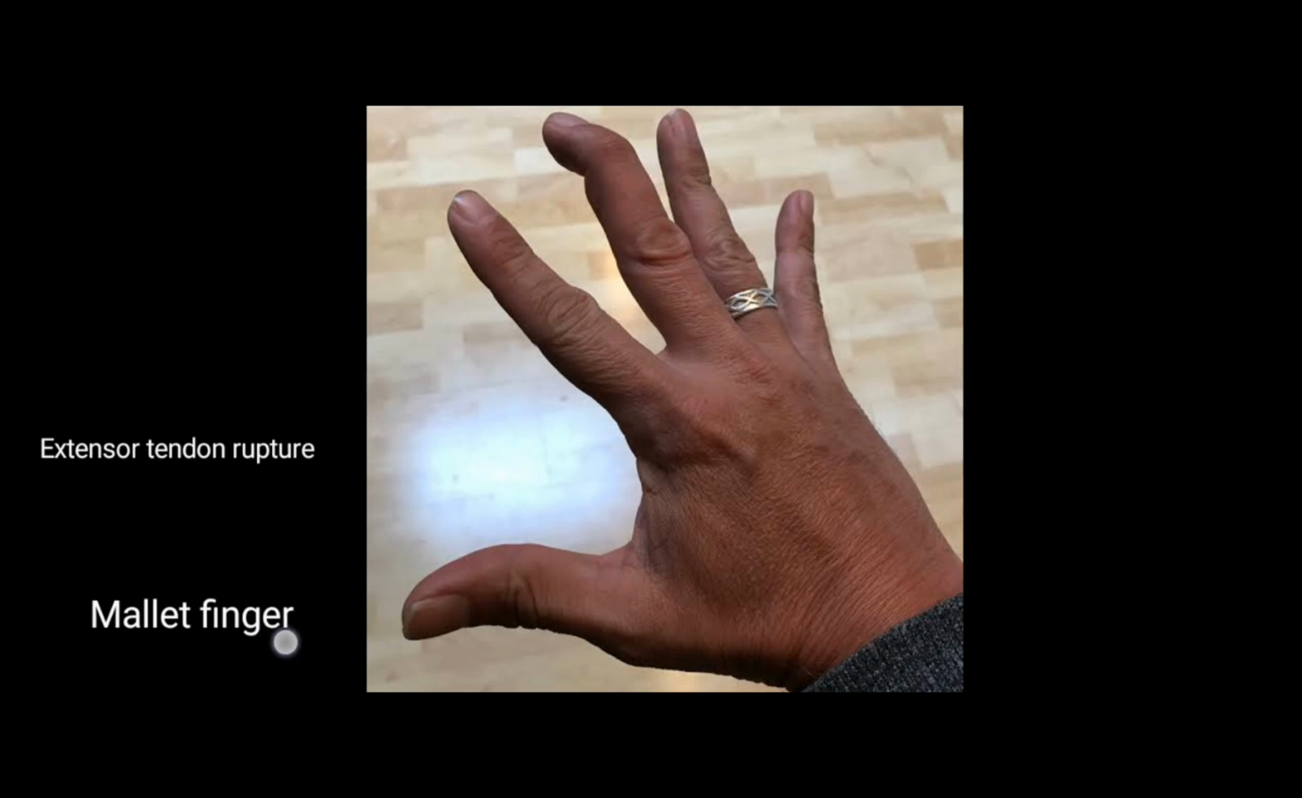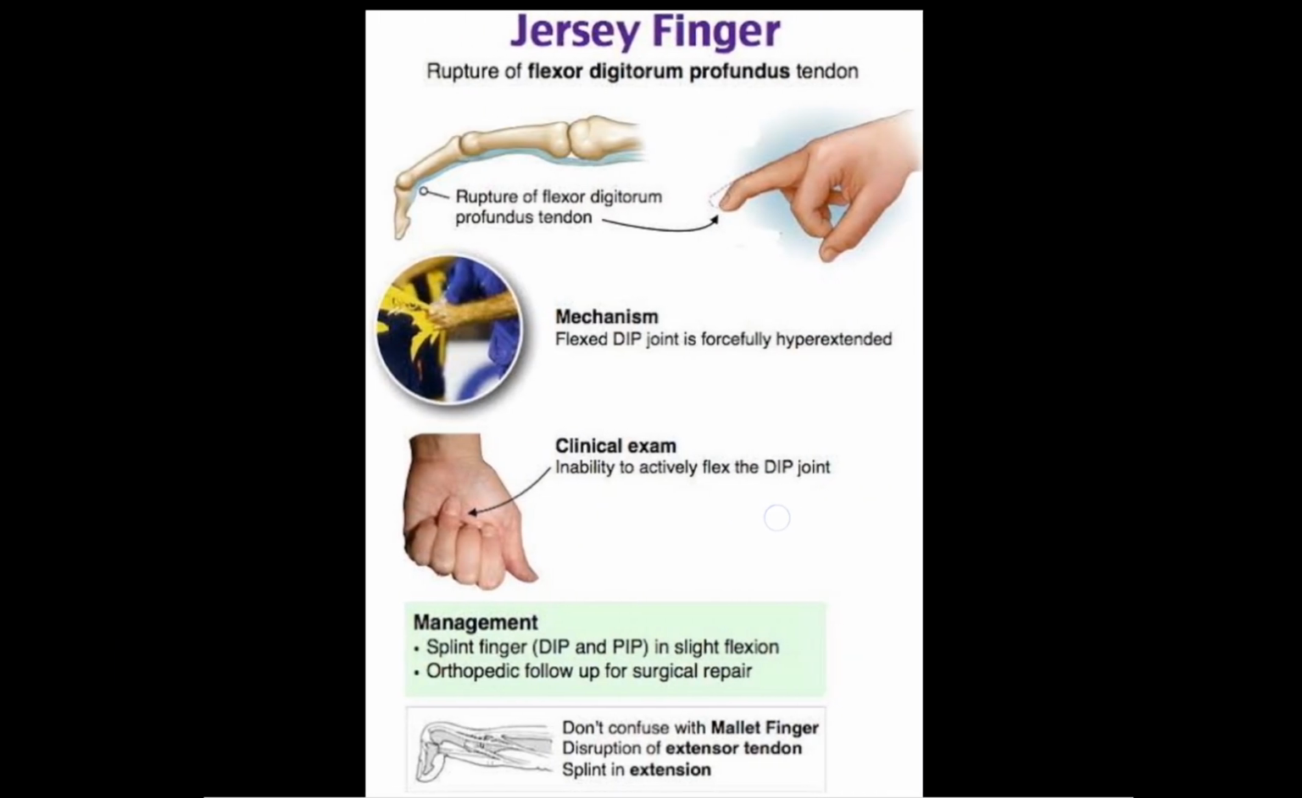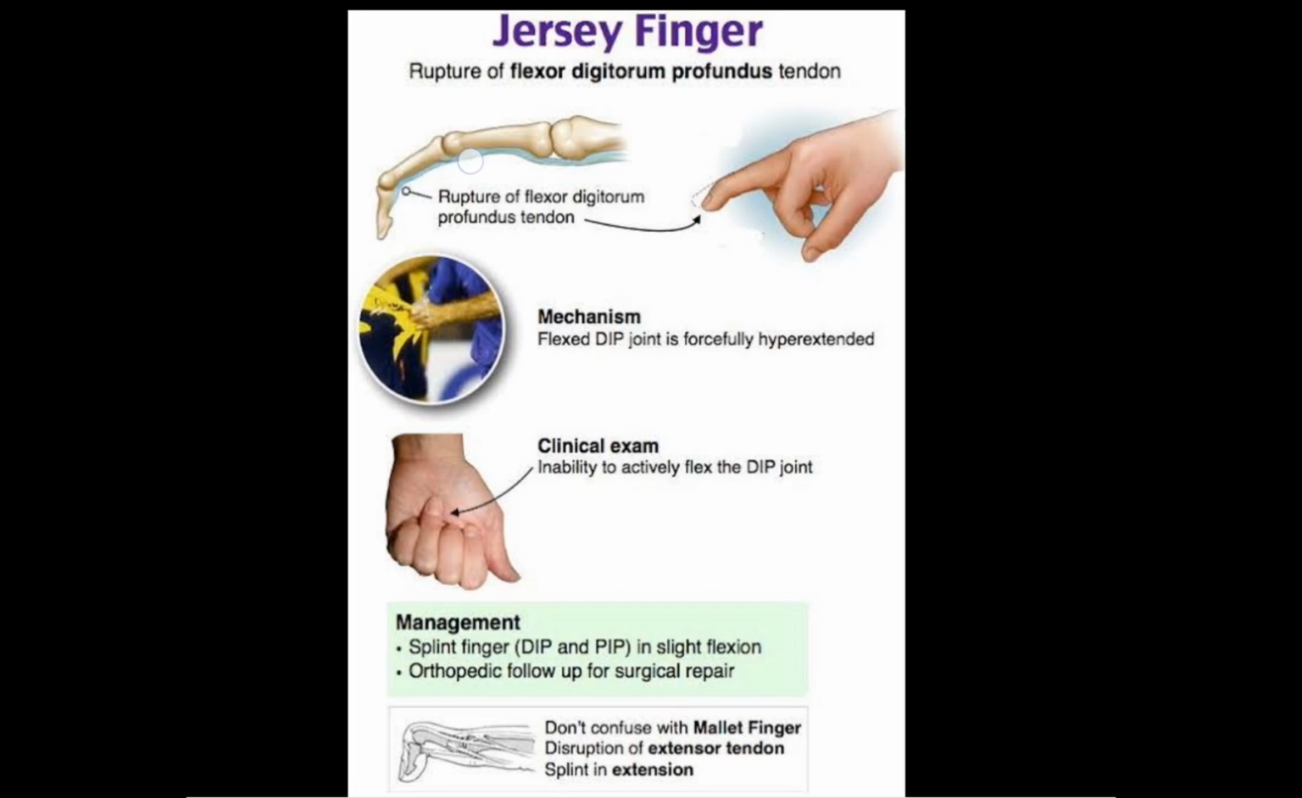Mallet finger is basically the extensor tendon rupture. Okay, extensor tendon ruptures and the finger will be in the flexed position. And if the flexor digitorum profundus is ruptured, then the finger is known as jersey finger. See, jersey finger if the flexor digitorum profundus is ruptured. Like a person was holding the jersey and another person runs away. So the finger will be in the flexed position and this is known as jersey finger. Splint finger in the slight flexion. Okay.